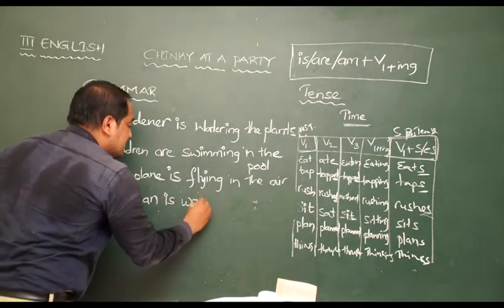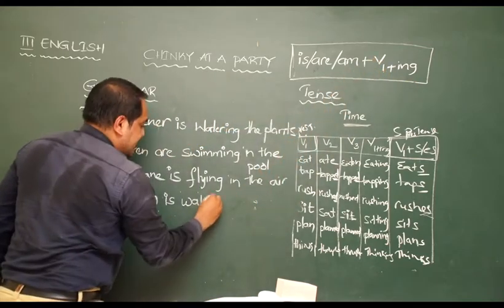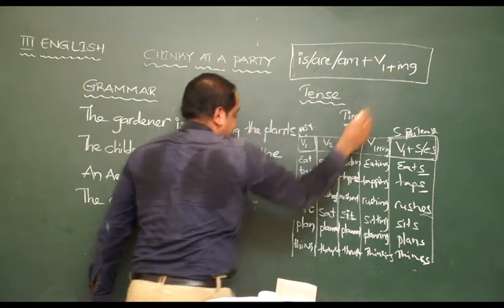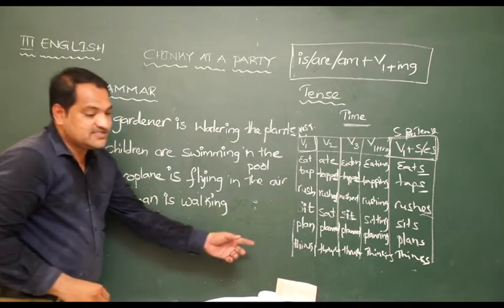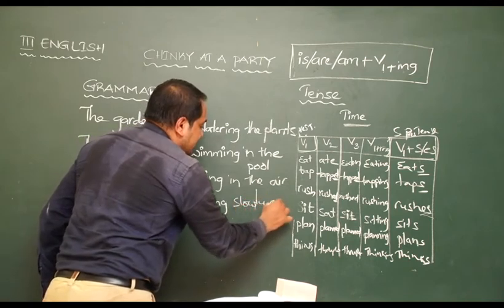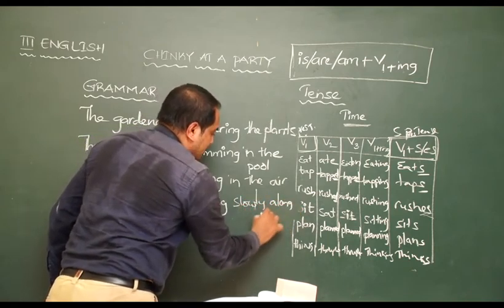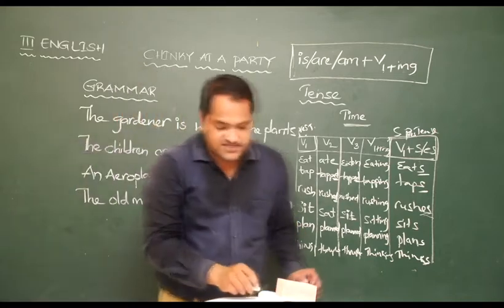Walks becomes walking. V1 plus ing. First write walk. Then add ing. Walking. The old man is walking slowly along the road. Along the road. Now, what's the next one?